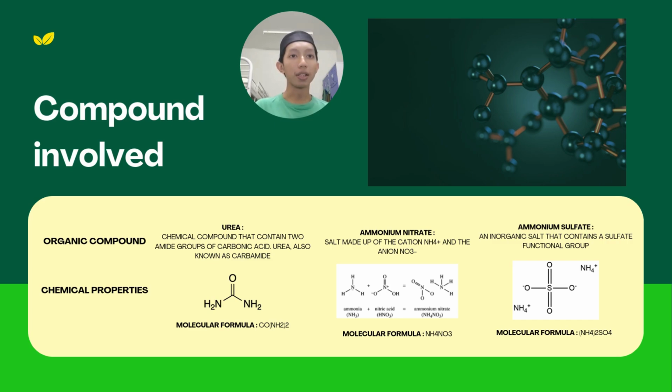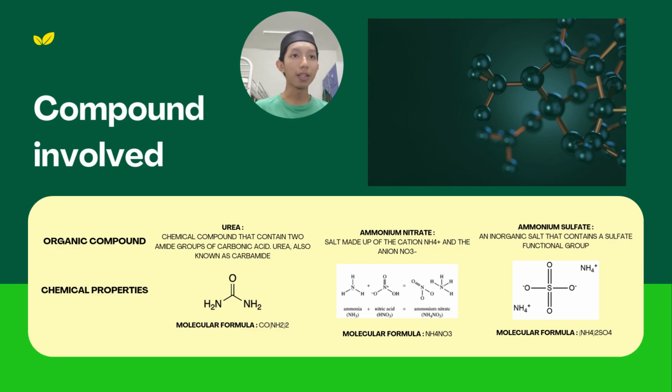Next, ammonium nitrate. This is a salt made up of the cation NH4+ and the anion NO3-. So as you can see, that is the structure for ammonium nitrate. The molecular formula is NH4NO3.